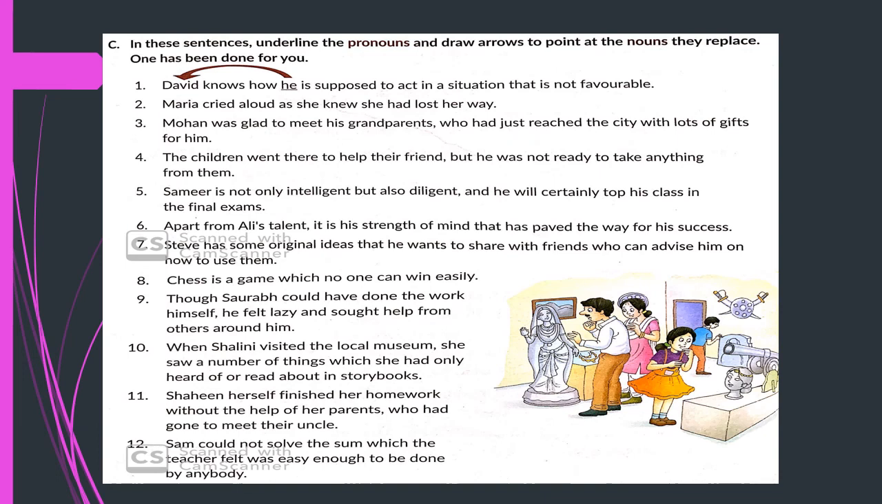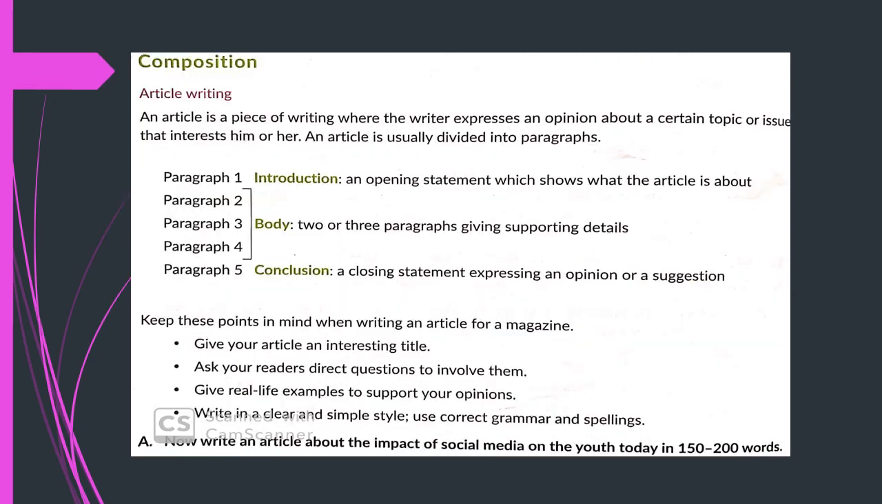Mohan was glad to meet his grandparents. So in this part of the sentence, his is used in place of Mohan. We are going to put an arrow. Who had just reached the city with lots of gifts for him. Once again, who over here is used for grandparents. So we are going to point out grandparents. And even in the last one, him again is Mohan. Rest of the sentences you shall do on your own.